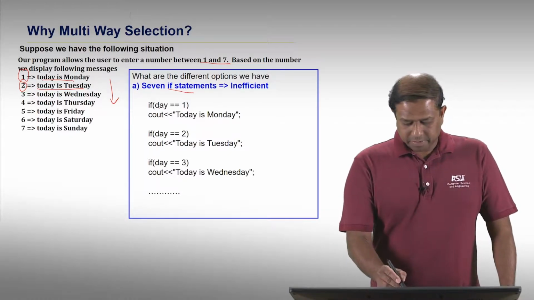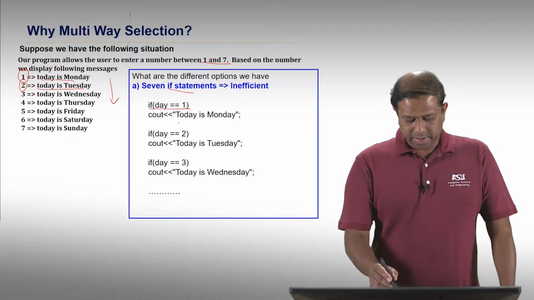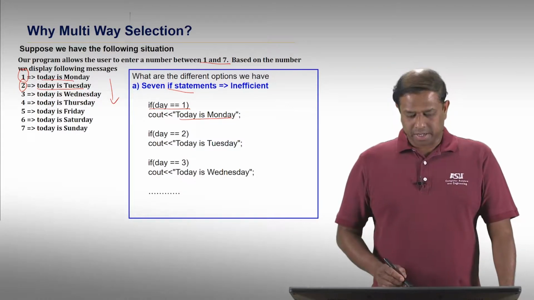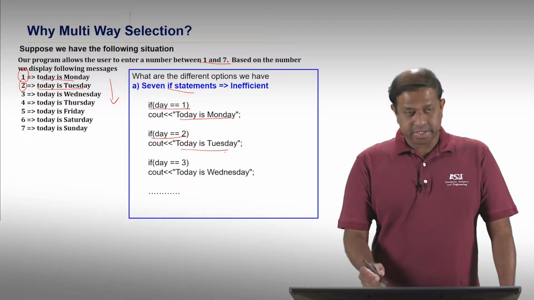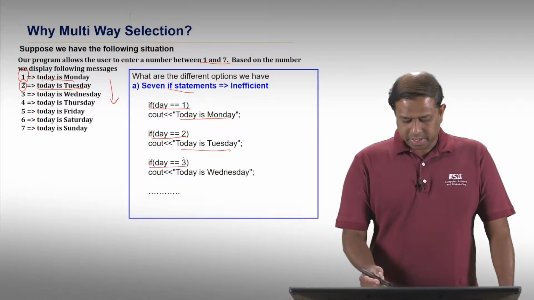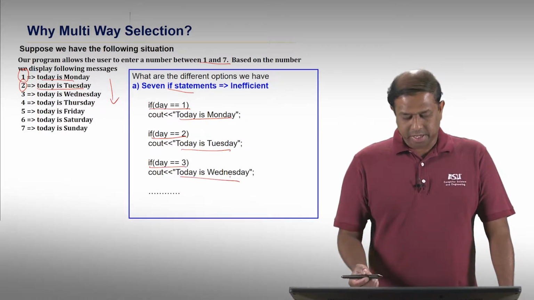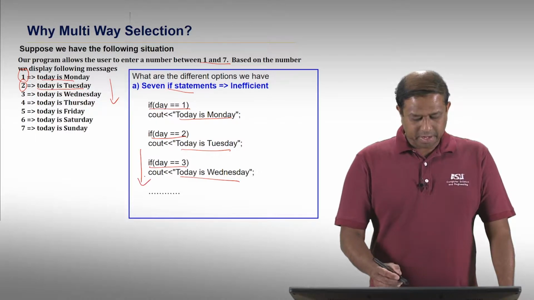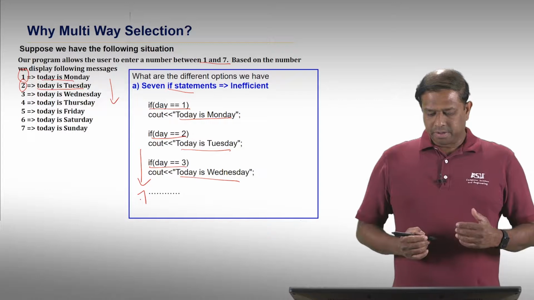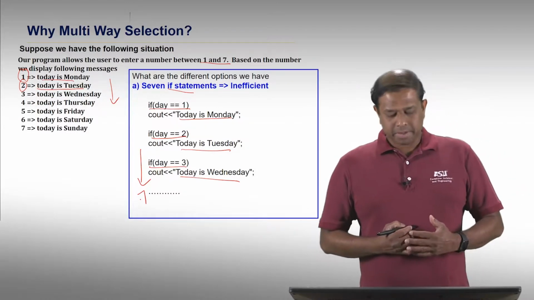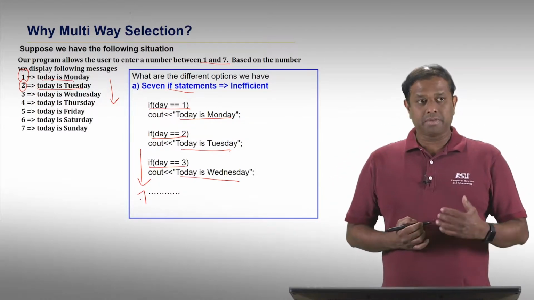We can check if the day is 1, and then display the message today is Monday. Now, if the day is 2, we can display the message today is Tuesday. If the day is 3, we can display the message today is Wednesday, and so on and so forth. Then we can write down 7 such if statements. Right. Now, this type of programming is actually not very efficient.